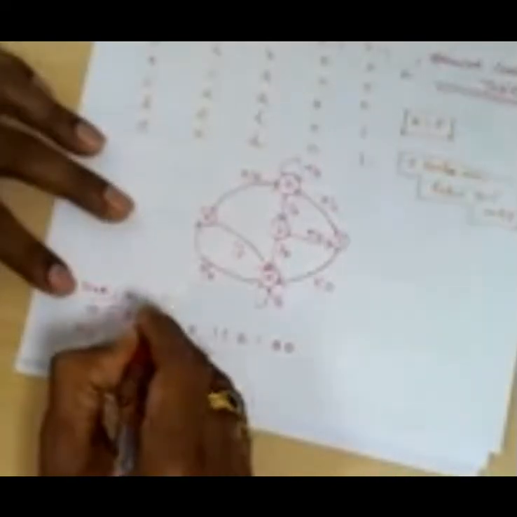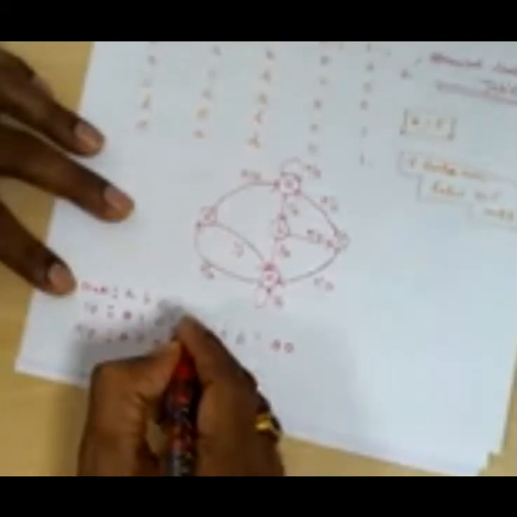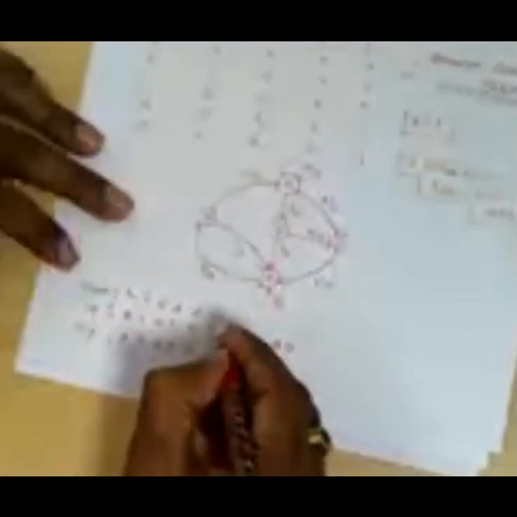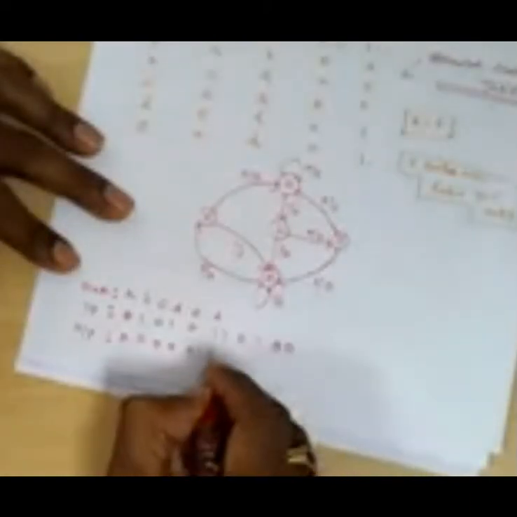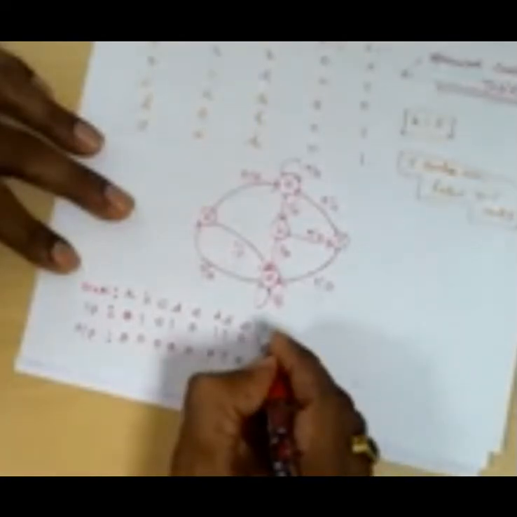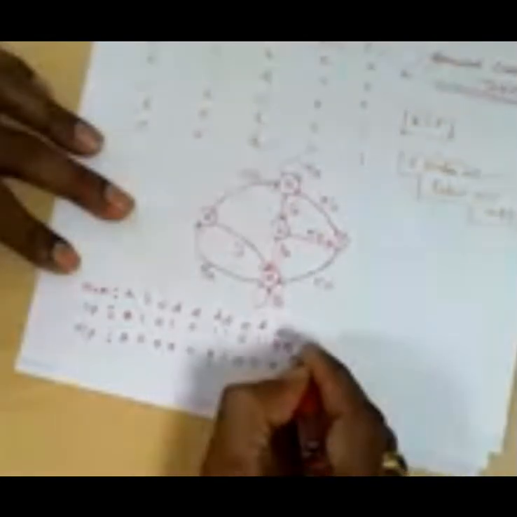Yes, sir. States: A, A0, output is 0. Next, B0, C0, D0, E0, D1, D1, E0, D1, E0, A0. That's all. So now what does it mean?